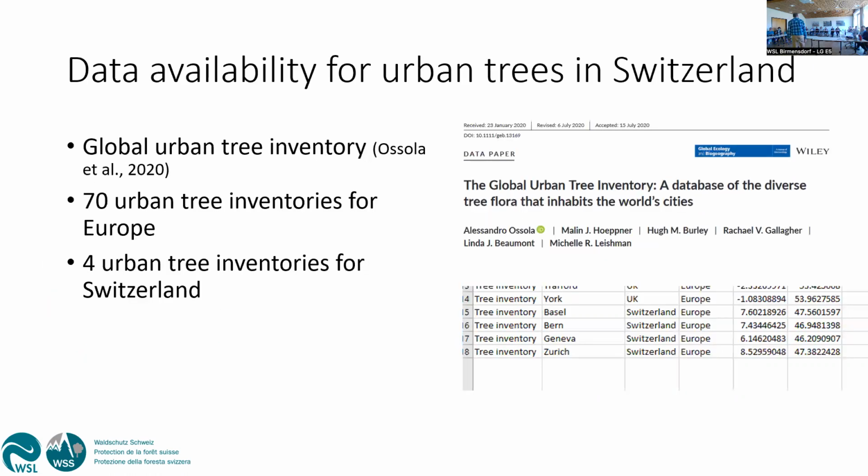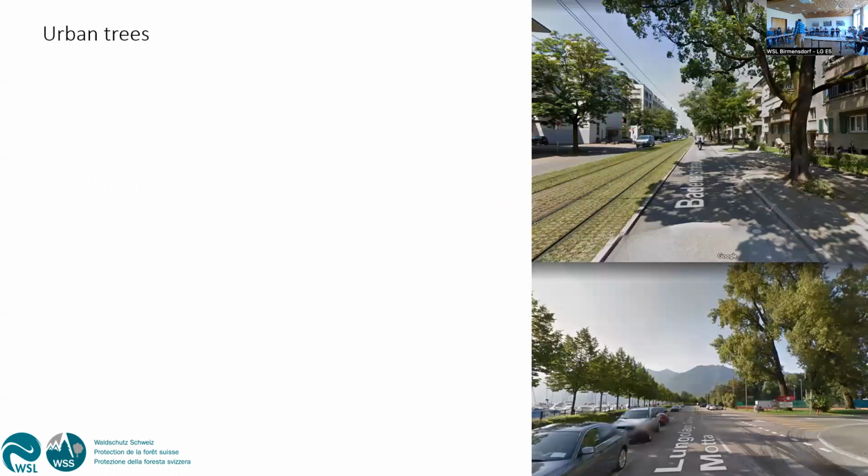For that, we went to look at how the data availability for urban trees is in Switzerland. We found this paper which is a global urban tree inventory. It's just a collection of a lot of tree inventories all over the world. There are 70 urban tree inventories for Europe, but only 4 for Switzerland. And as we know, Switzerland has a bit more than 4 municipalities. So we decided that we wanted to have a bit more data about this.